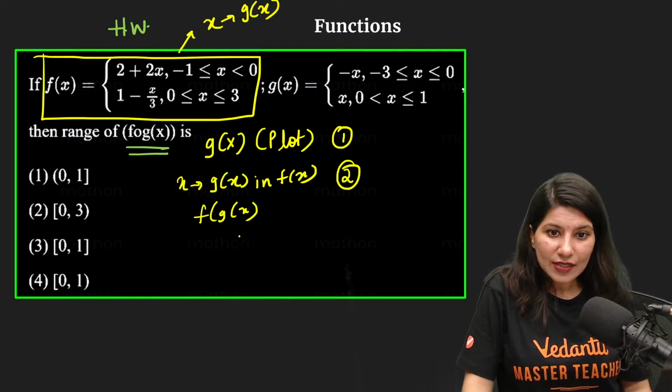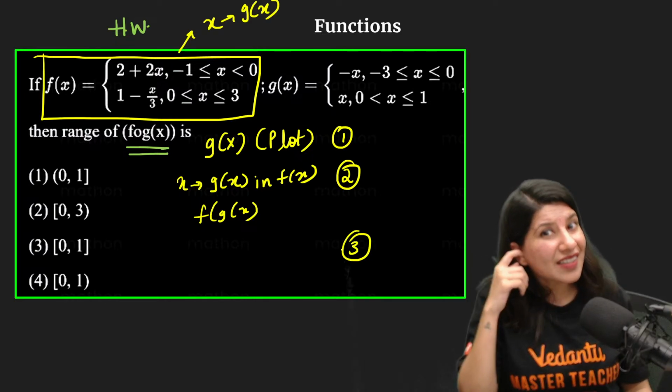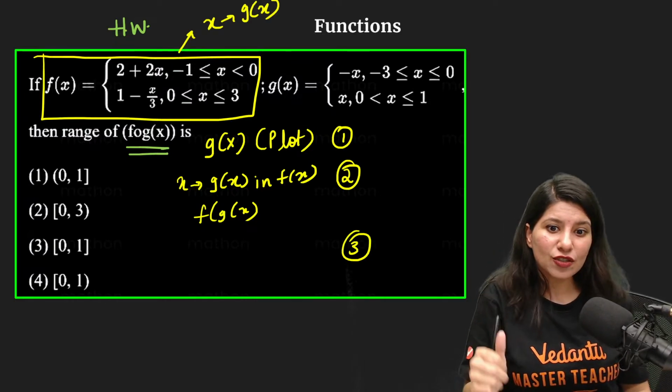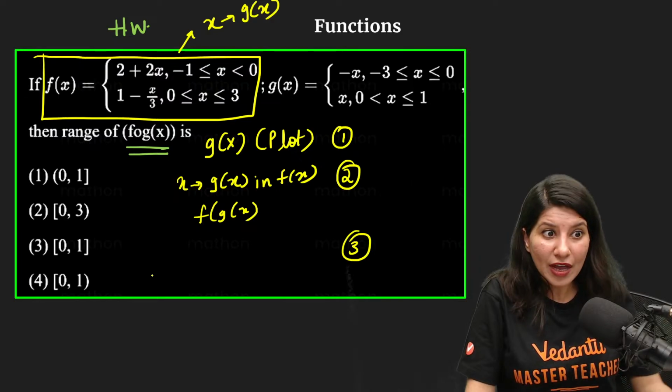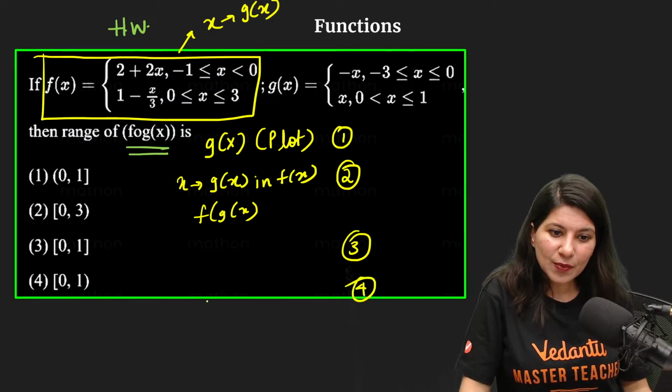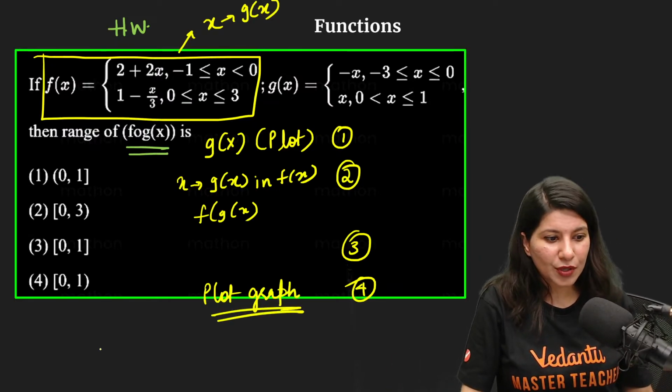Now step number 3 is analyze the graph and start writing f of g of x. And then the fourth step is plot the graph. So this is what you have to do.